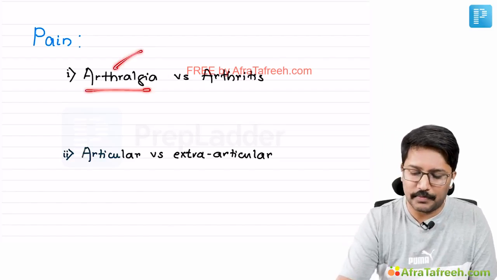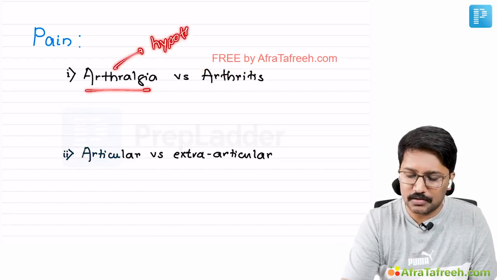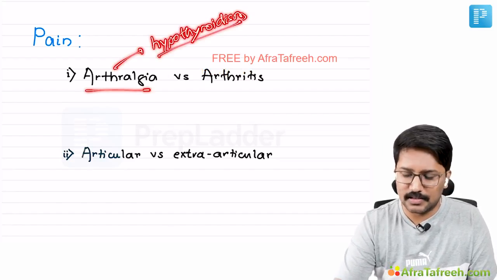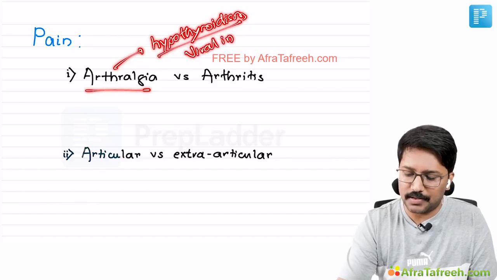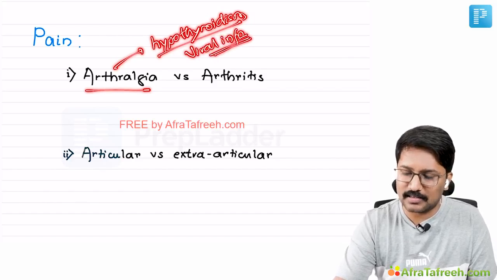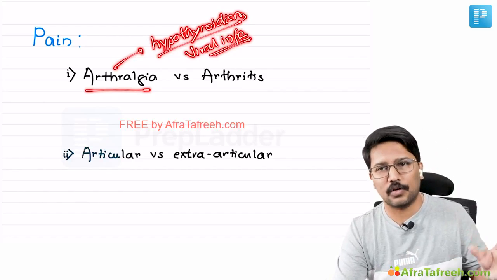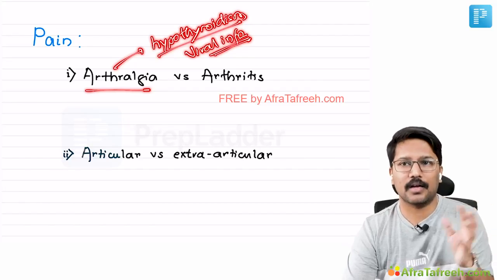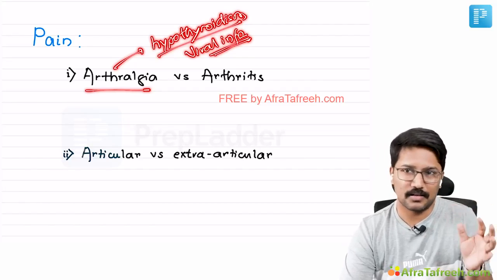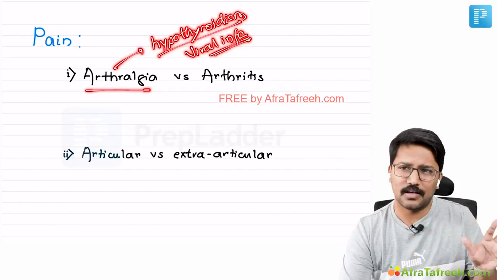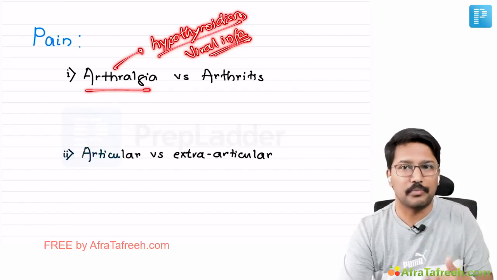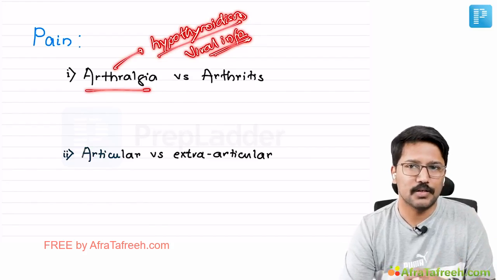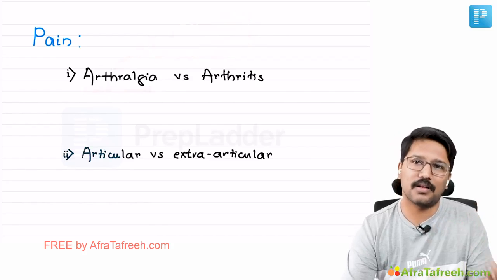For example, if I talk about hypothyroidism, many of these patients do complain of joint pain, but there is no objective evidence of inflammation. Similarly, during viral infections, I'm not talking about the post-viral arthritis that some patients experience. I'm talking about acute febrile illnesses, where joint pains are common complaints. There also we may not find any objective evidence of inflammation. So in all these conditions, we call it mere arthralgia.